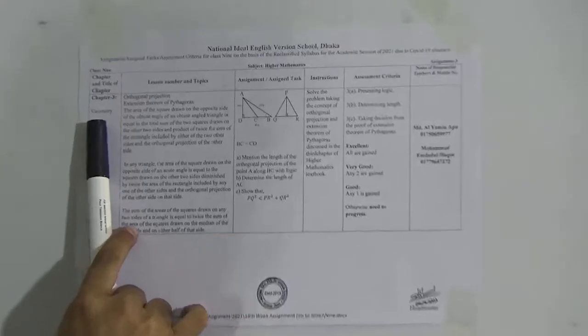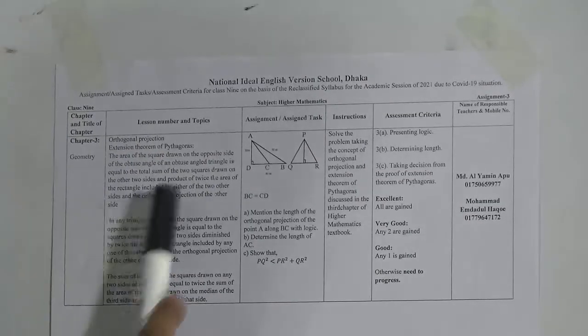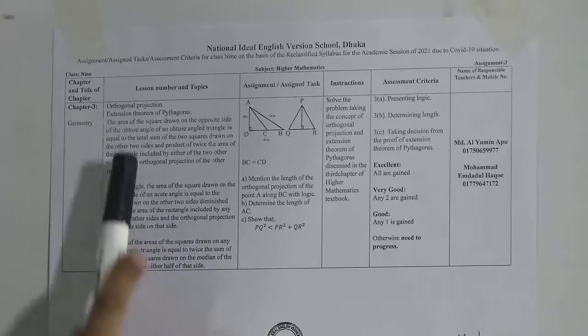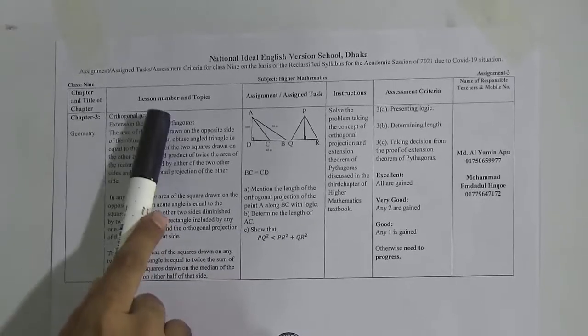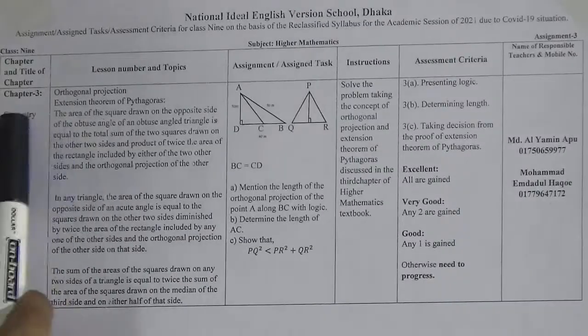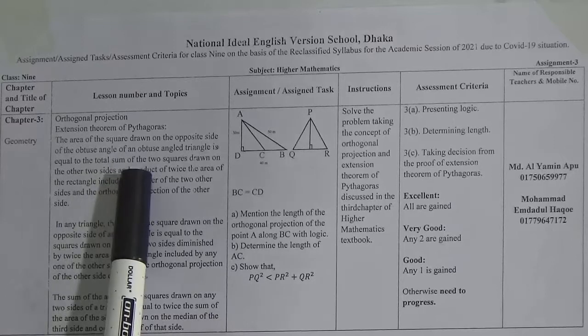Here the topic of the assignment is given. Chapter 3, Geometry. This is the topic. Remember, dear students, here the topic is Chapter 3, Geometry. And the lesson number, it means lessons or topics, is given here. Here if you see, it is written orthogonal projection. It means that you need the concept of orthogonal projection. Extension theorem of Pythagoras.